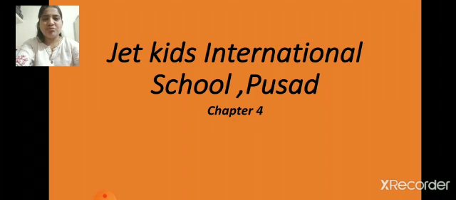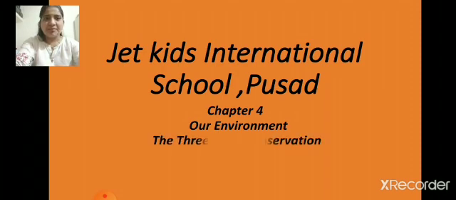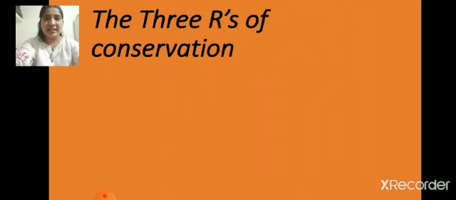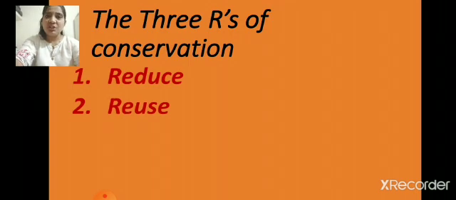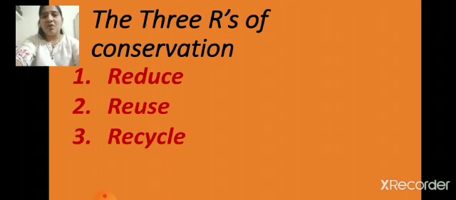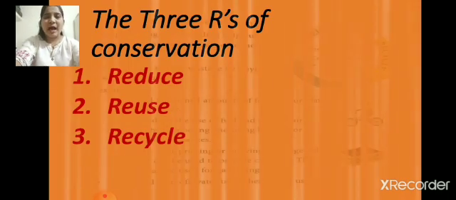Children, today we are going to study chapter 4. The name of chapter 4 is Our Environment. And the name of the topic is the 3 R's of conservation. What are the 3 R's of conservation? Today we are going to see that. The first one is reduce, the second one is reuse, and the third one is recycle. So these are the 3 R's of conservation: reduce, reuse, and recycle.